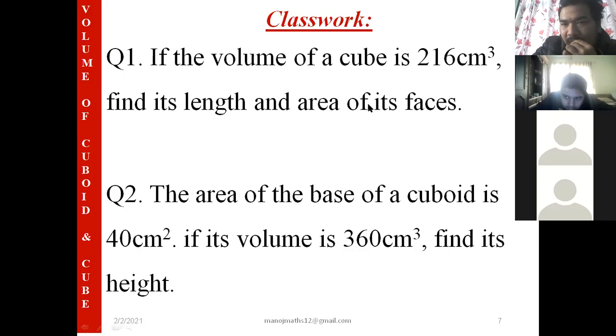I just told, how many faces are there? 6 faces. One face is square in shape, and all the faces will also be square in shape. Then the area of the faces means 6L square. 6 into L square, where L was 6. 6 into 6 centimeter whole square. Then you have to multiply 6 into 36, which will come 216 centimeter square.